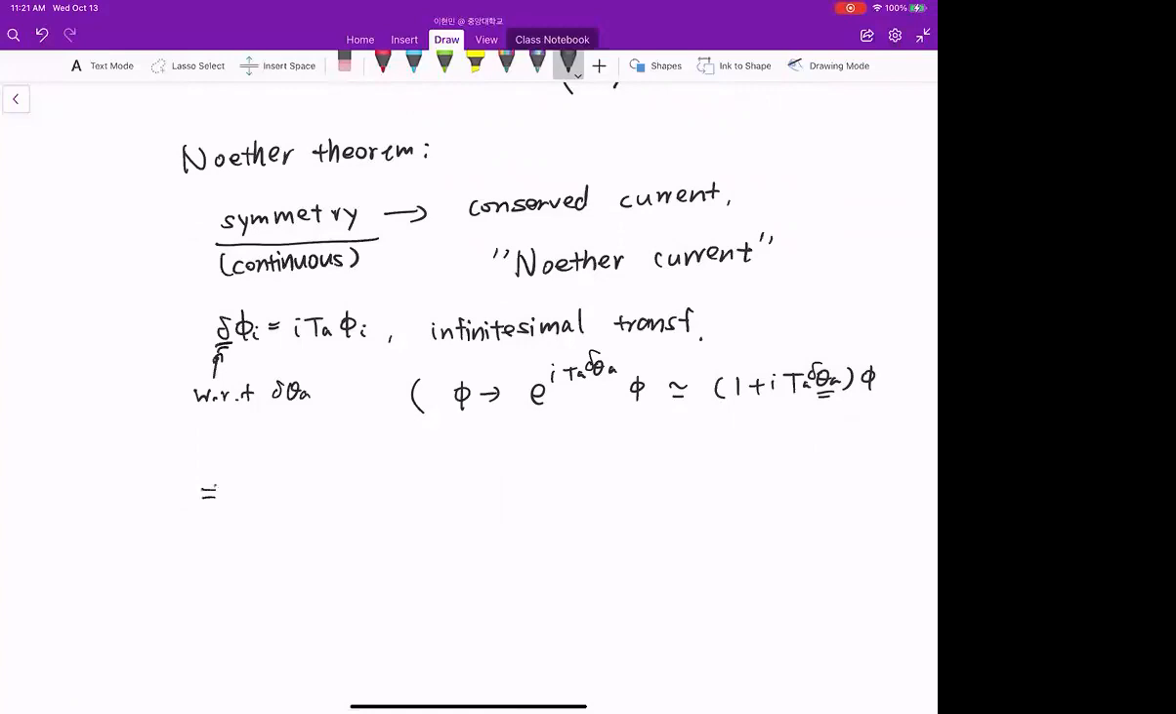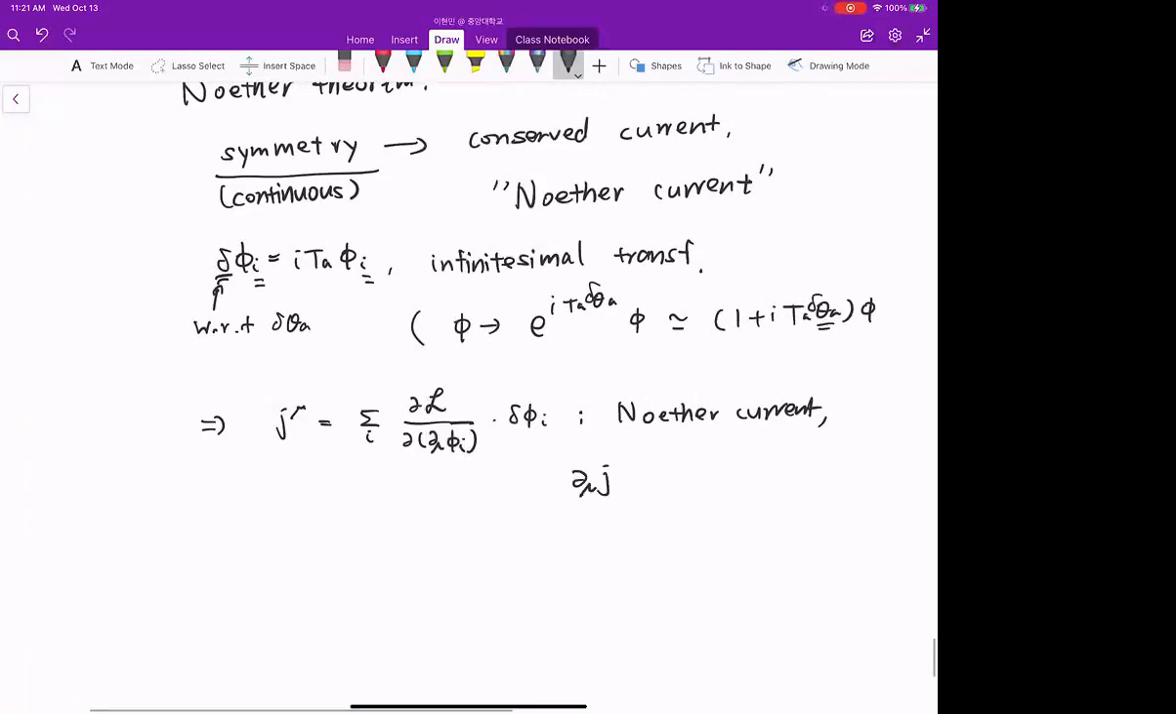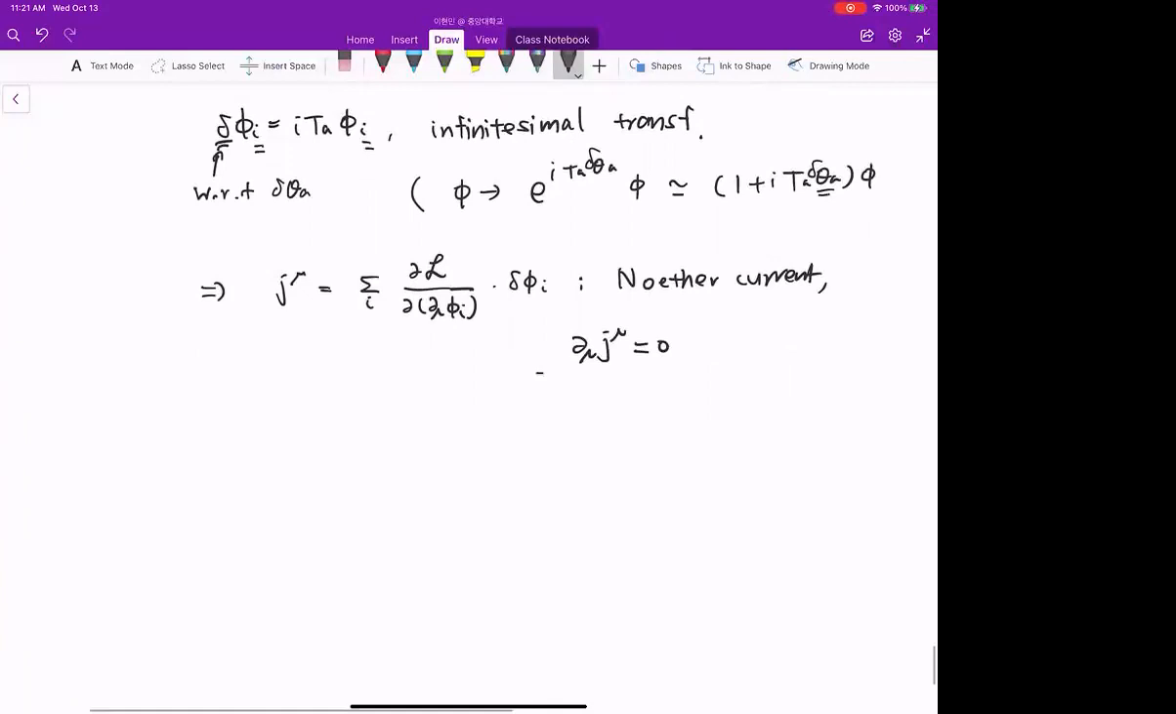Then the Noether current is defined from the Lagrangian, where the index i stands for multiple fields, and they transform in this way. Then you can construct a vector current which satisfies the divergence-free condition. I don't know if you are familiar with this notation, but in quantum mechanics and electromagnetism you also have this kind of conjugate current equation. So this is the vector current.